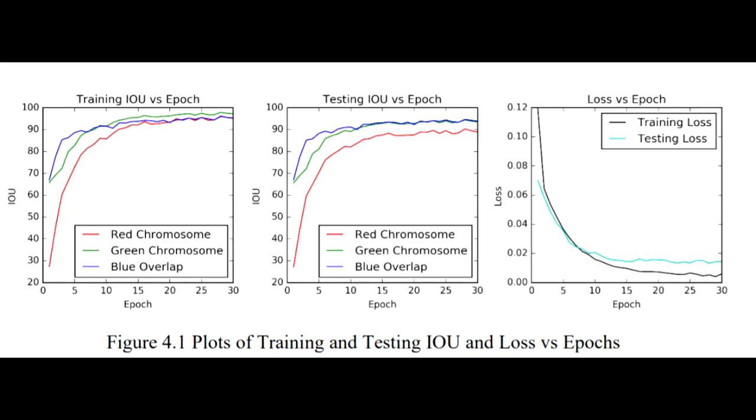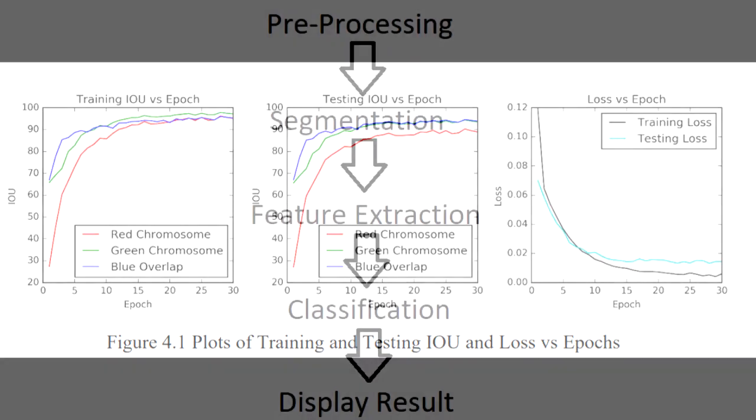To analyze the result, we calculated IOU, that is intersection over union, which is a commonly used metric for image segmentation. It should be as high as possible, preferably 100%. We obtained an IOU of 96.7% for overlapping regions of the chromosomes and 96 to 97% for non-overlapping regions. Since the loss versus epoch graph was of decreasing nature, the idea of checking for overfitting was discarded.